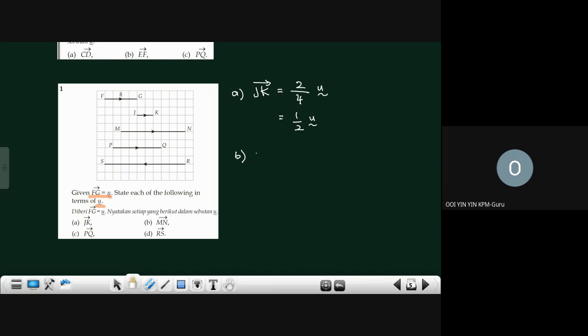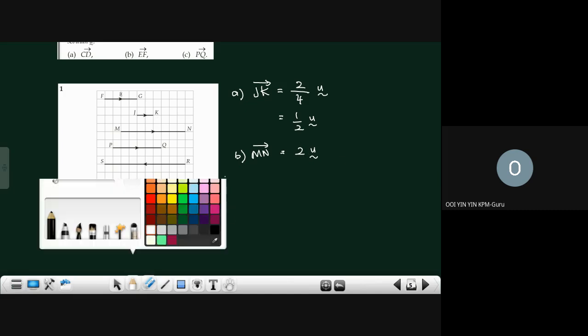Now B, what they want is your vector MN. Take a look at your MN. Count how many units here. 1, actually 4, 4 is 2 times your FG, right? This one doesn't need much explanation, you can see it with your bare eyes, right? So it's 2U. And then the direction is also the same. Please check the direction. You see the direction arrow is the same, so it's positive. Done. And then your C.